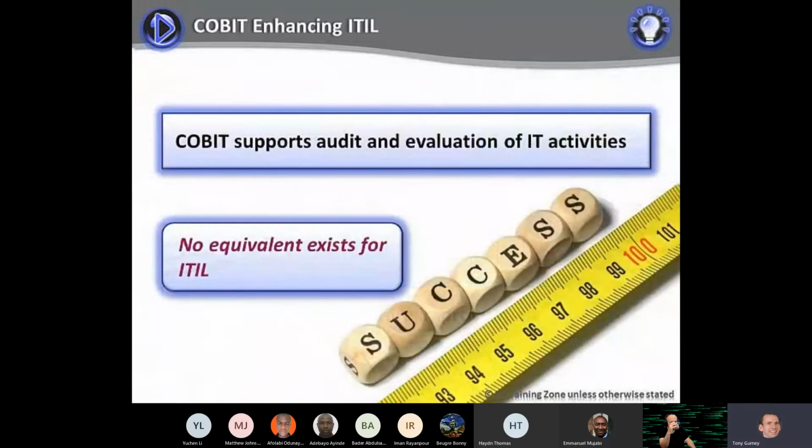The first way that COBIT can assist an organization that is already using ITIL practices is that it provides a means of auditing and evaluating its IT activities in a rigorous, objective, and repeatable way. There is no officially sanctioned means of evaluating ITIL service management practices. A number of independent service management consultancies have developed assessment services, but they are proprietary and not necessarily built upon objective foundations.